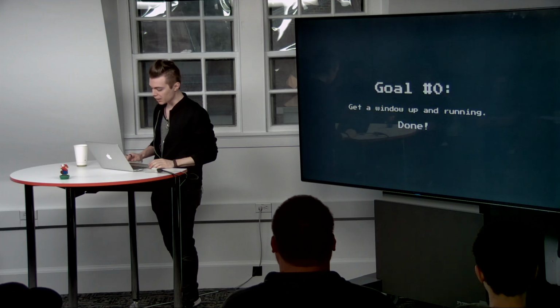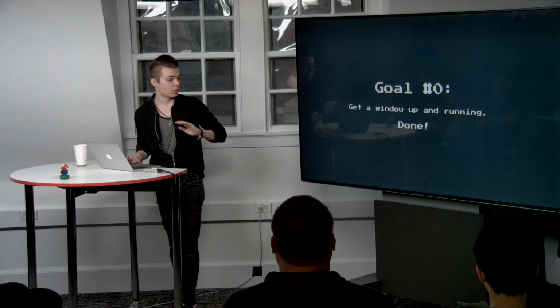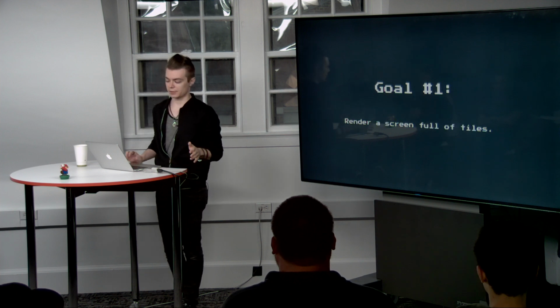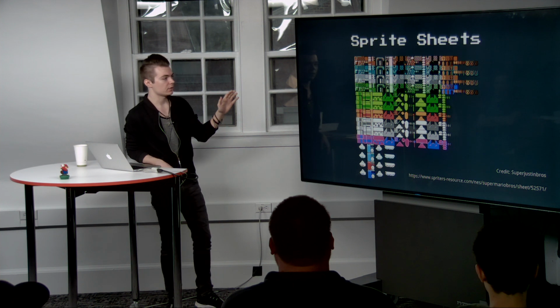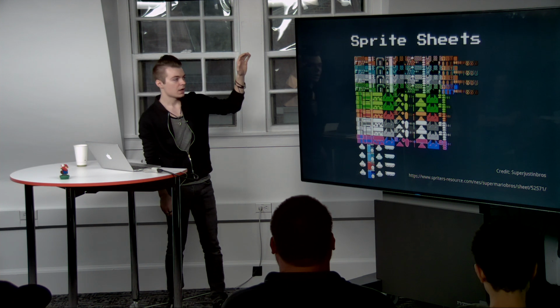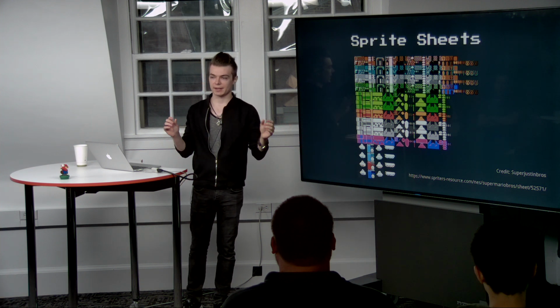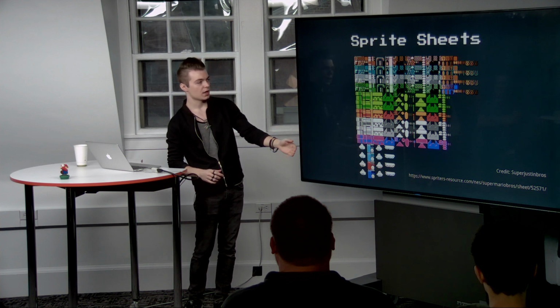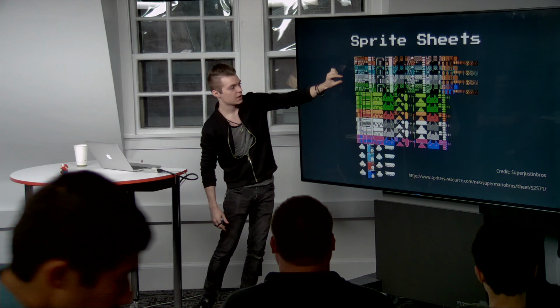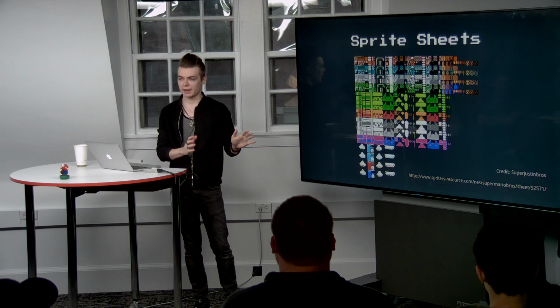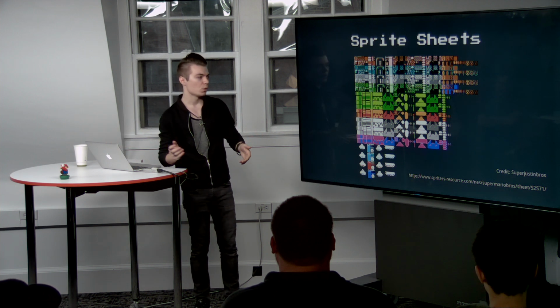So. Goal number 0 was getting a window up and running. We finished that. That's easy. Goal number 1, we want to render a screen full of tiles. And so the first thing I think we should talk about is Sprite Sheets. So a Sprite Sheet is basically just a sheet, a large image that contains a bunch of smaller images. And we index into this image. We basically take little chunks out of this to render individual pieces of our game at once. And this is how things were done in the NES. And this is how things are still done today often with 2D games.